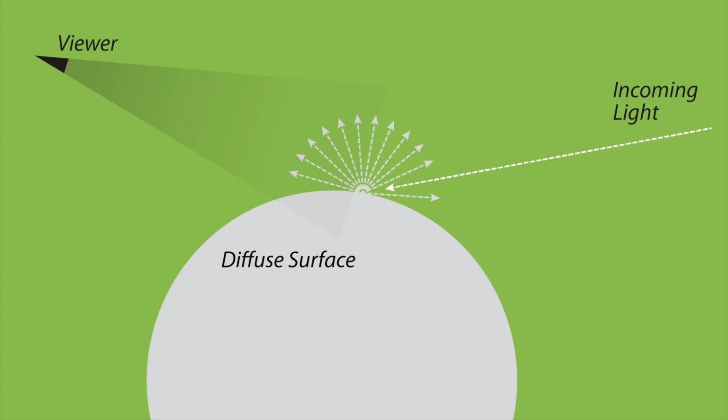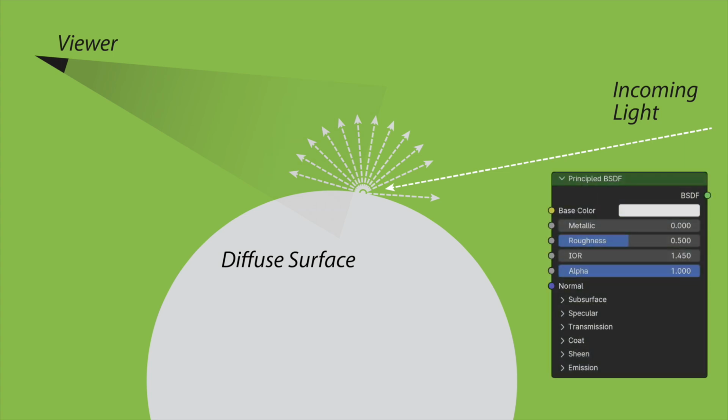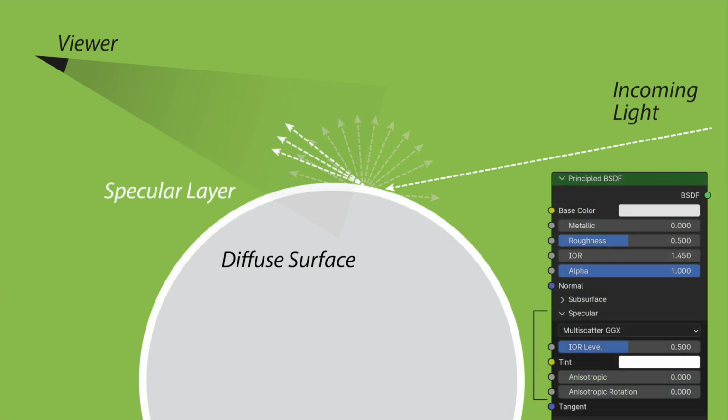When you set a base color, or add an image texture into the base color, these define the color of this diffuse layer. In Blender, you can add a reflectivity layer on top of the diffuse component to simulate a glossy material. This adds specular highlights and a slight overall reflectivity, giving the surface a glossy appearance. However, most of the light still reflects off the diffuse layer underneath.